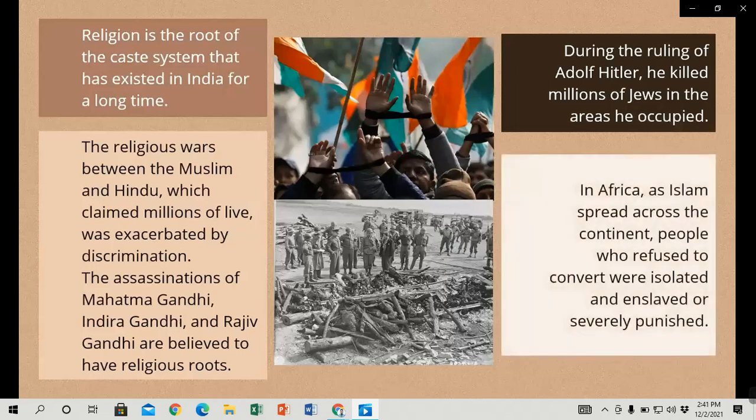And in Africa, as Islam spread across the continent, people who refused to convert were isolated and enslaved or severely punished. In Africa, many of the countries are predominantly Muslim, practicing the Islam faith. Some extremist Muslims, if they know that you will not convert or refuse to be part of them, you will be isolated, enslaved, severely punished, or even put to death. So that is religious discrimination.